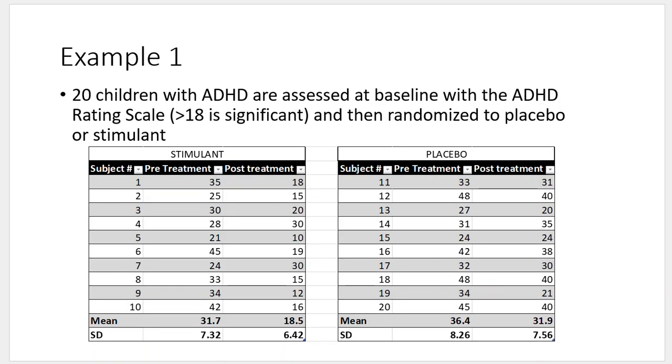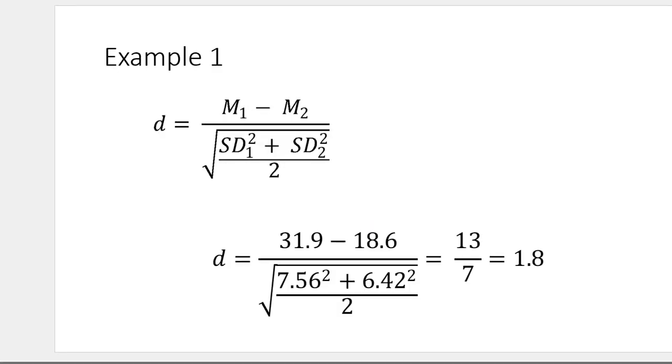So let's take some examples, clinical examples, to kind of make this more real. So let's say we have 20 children with ADHD and we randomize them to either a stimulant or placebo. So what you can see here in the stimulant group is that the ADHD rating scale scores really go down. Go from a mean of 31 to a mean of 18 with a tight standard deviation, whereas the placebo scores barely budge. They only go from 36 to 31, but again, a tight standard deviation. So let's stick that in our formula, and we get an effect size of 1.8. That's pretty big.